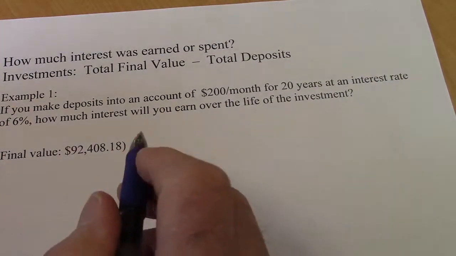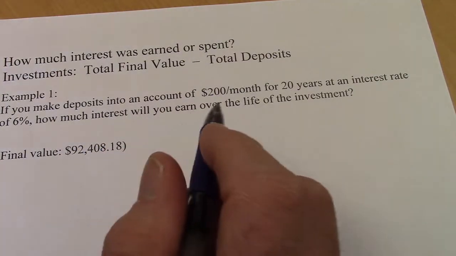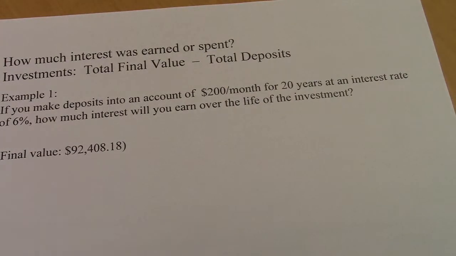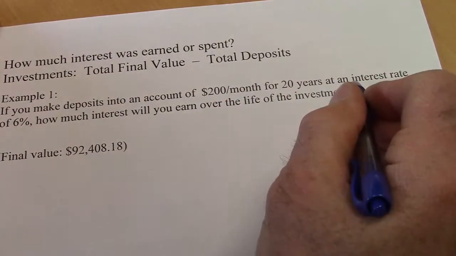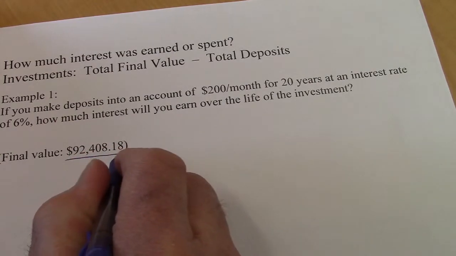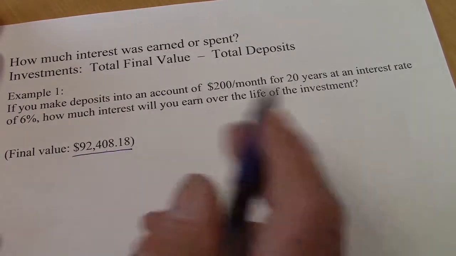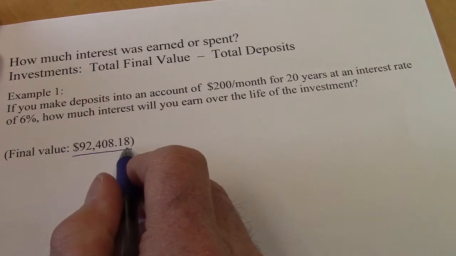Well, again, I told you that this is a retirement savings, so you'd be using this formula, or you'd be using your TVM solver on your calculator to do that, and you'll get this number. If you put $200 a month away for 20 years at 6%, the value of that investment at the end of the 20 years will be $92,408.18. Now, how do you calculate the interest earned?